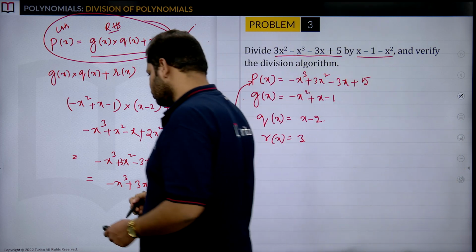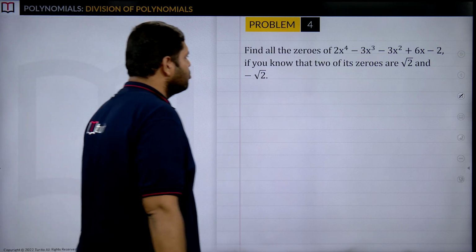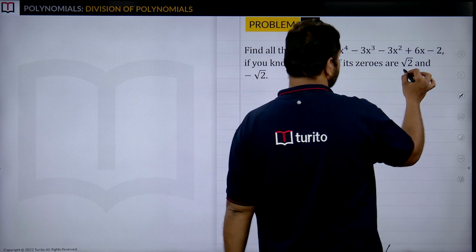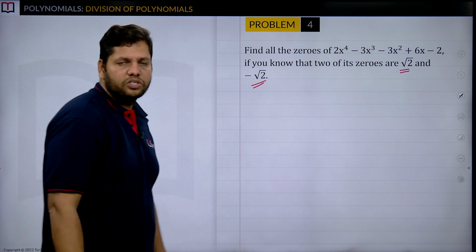Now children, let us see another question. Find the zeros of the polynomial. If you know the two zeros, what are they, children? One is root 2 and one more is minus root 2. Okay, children?